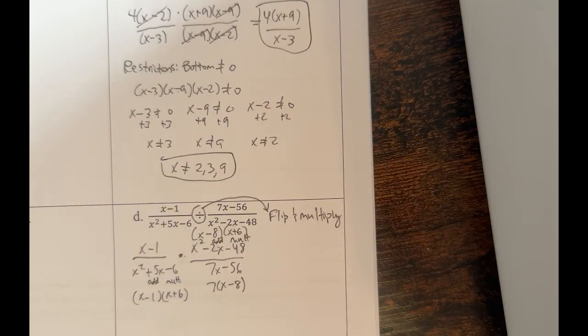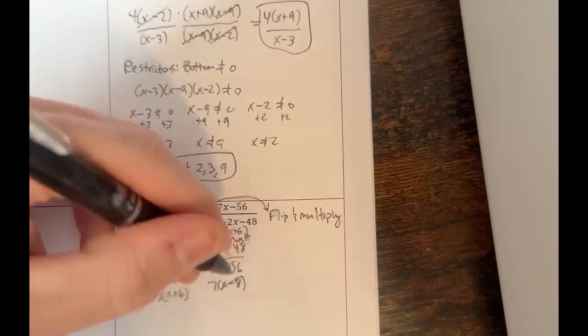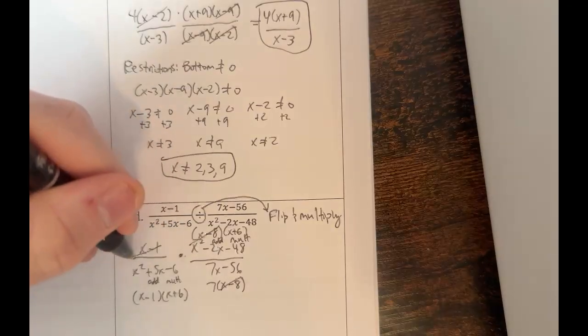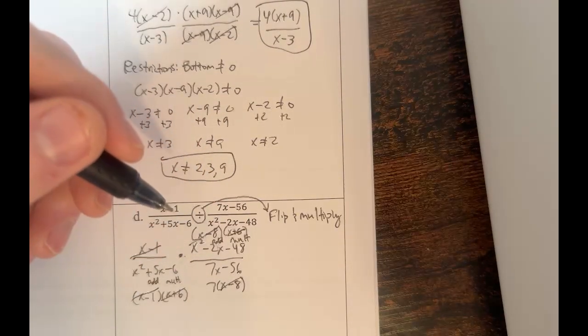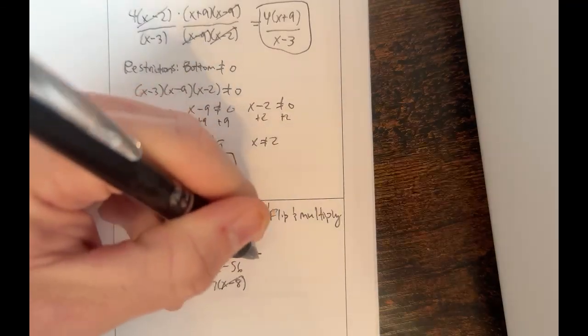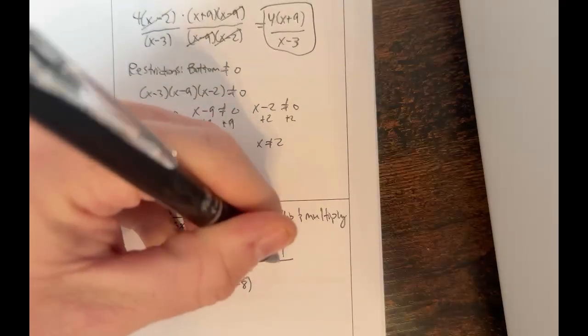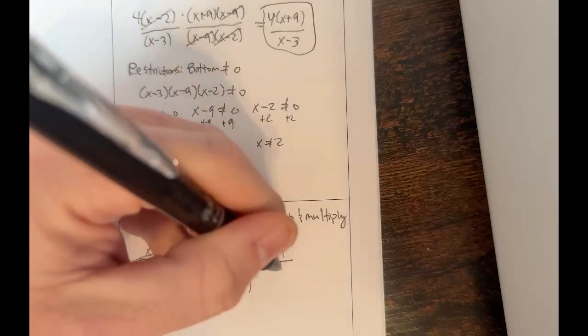All right. So then x minus 8 can cancel. X minus 1 can cancel. X plus 6 and x plus 6 can cancel. So all I'm left with on the top, everything cancels, so I'm just left with 1. On the bottom, everything cancels but 7, so this would be 1/7.